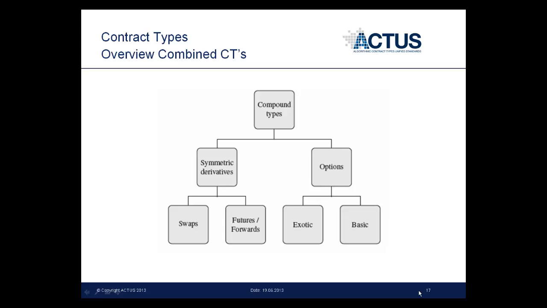Finally, we come yet to the overview of combined contract types. Combined CTs are closely related to derivatives and trading positions. On the left side we have what we call the symmetric derivatives. Symmetric points to the symmetric nature of the payoff, which can be positive or negative depending on the risk factors. They are again split into swaps on one hand and futures on the other.